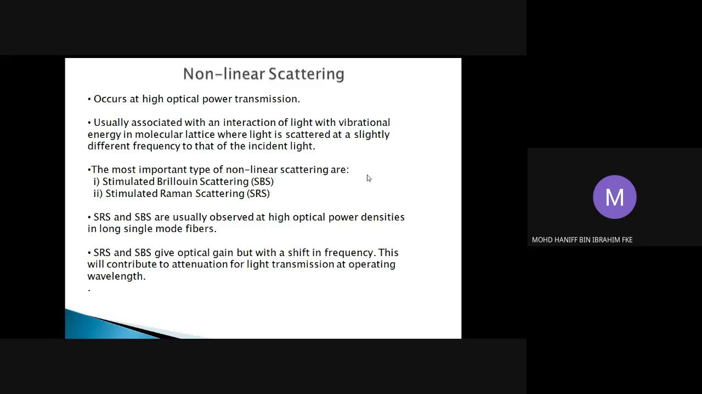So there are two types of nonlinear scattering that are actually studied in optical communication. The first one is stimulated Brillouin scattering, SBS. And we also have another one, which is stimulated Raman scattering, SRS. Basically, Brillouin and Raman are the names of the scientists who observed these scattering effects.